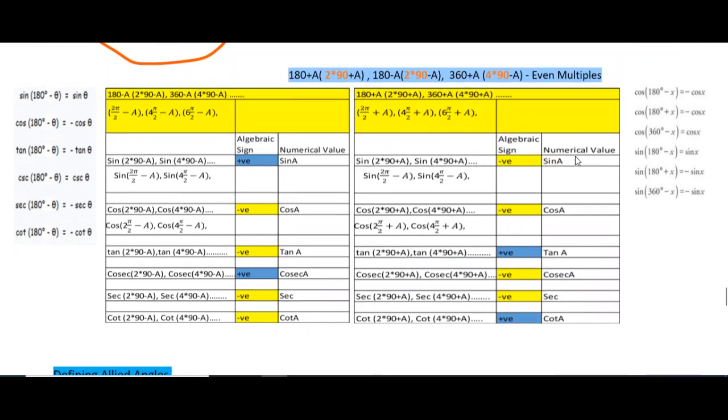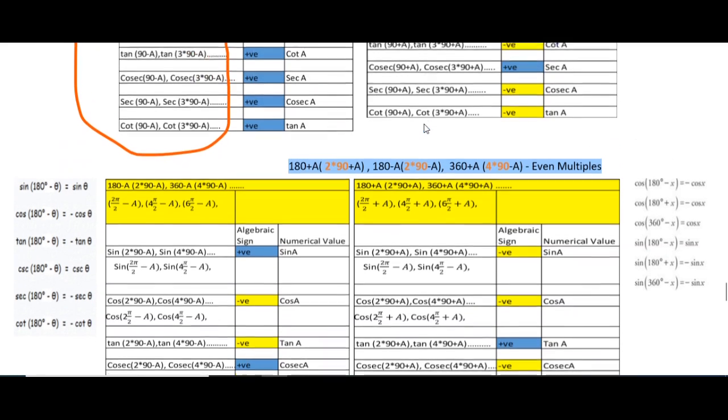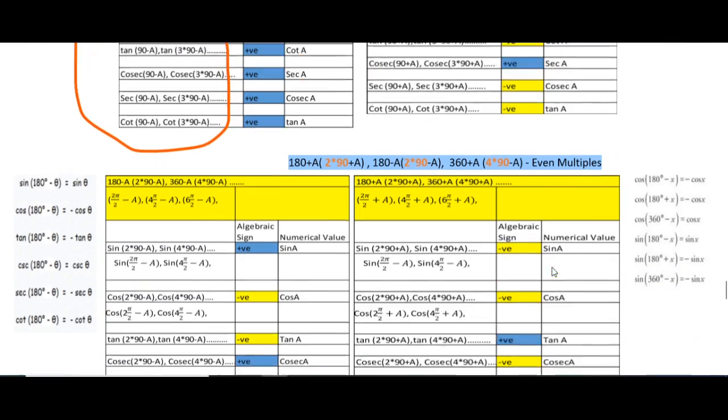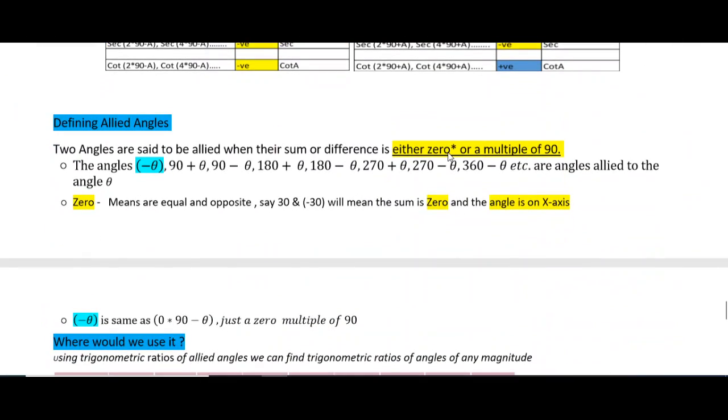So whenever there are any two angles, like 180 plus a, so 180 is one angle and a is another angle. So whenever there is 180 plus a or 180 minus a, 90 plus a or 90 minus a, or 360 plus a or 360 minus a, whenever we take two angles, and the sum or the difference of those two angles is either 0 or a multiple of 90, like we have seen, those two angles are called allied, because they are allies of each other, because they exhibit a specific relationship based on what function it is.